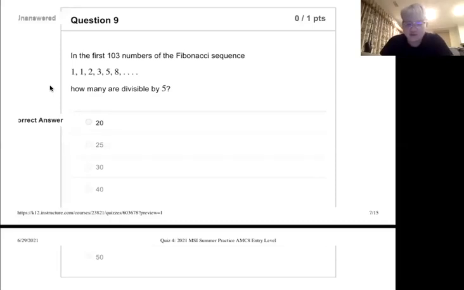Question number 9. In the first 103 numbers of the Fibonacci sequence, 1, 1, 2, 3, 5, 8, and goes on, how many are divisible by 5? The question is for you to simply find the patterns. So if a number needs to be divisible by 5, we can look at the last digit. If the last digit is 5 or 0, then it is divisible by 5, right?